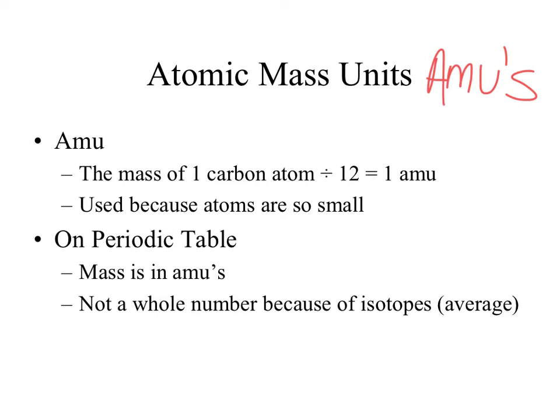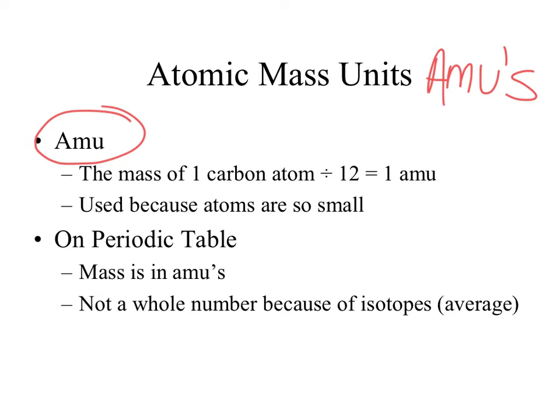It's kind of like if you were going to run a marathon, 26 and something miles. You wouldn't tell people how many inches you ran, right? That would be ridiculous. That would be a huge number of inches you ran in a marathon. You would say miles. So if we're dealing with teeny tiny atoms, we need a smaller unit of measurement. We call it the AMU.